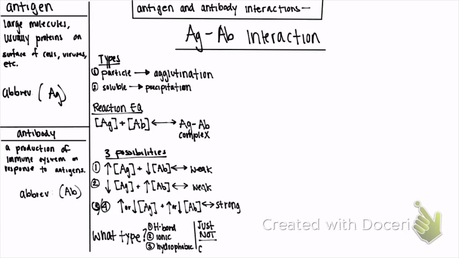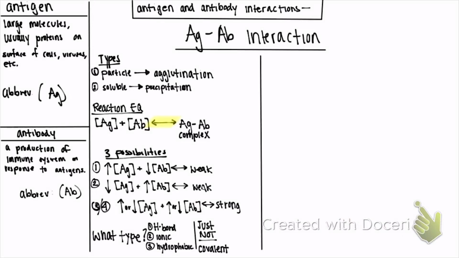covalent. And if you look at the reaction equation, the reaction is symbolized by a double arrow. This means that the reaction is reversible. If it was a covalent reaction, then it can't be reversible, which makes sense.